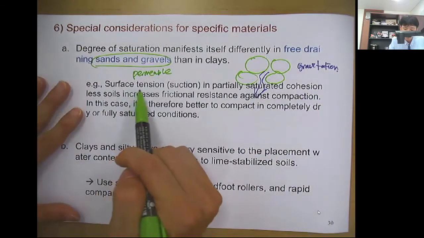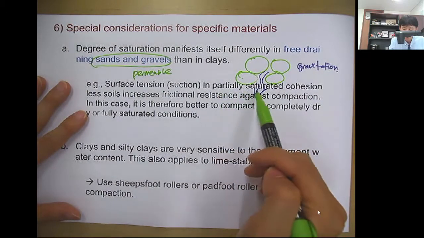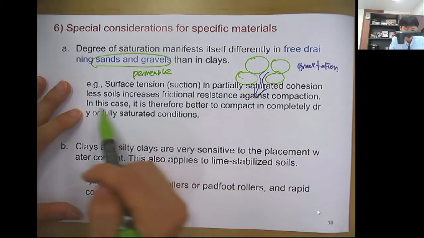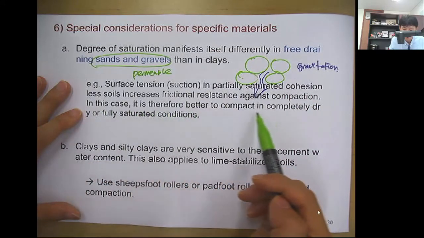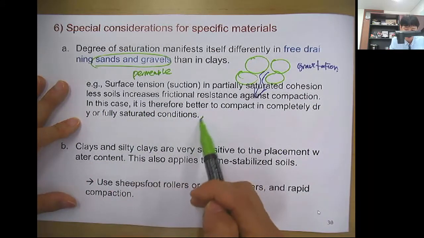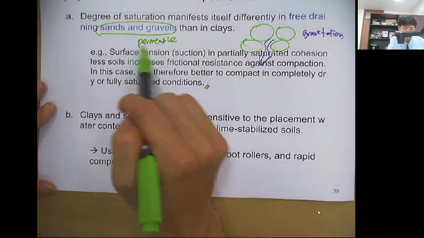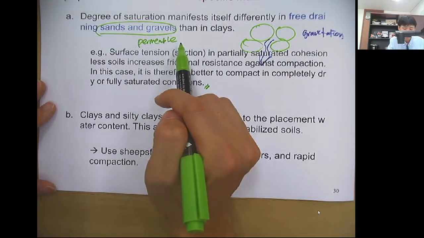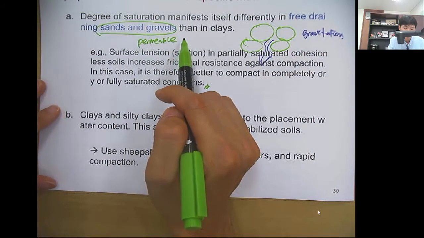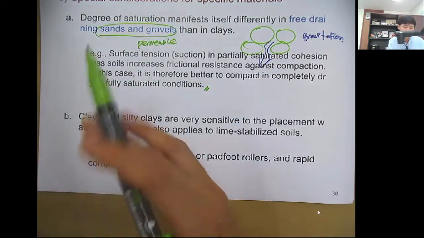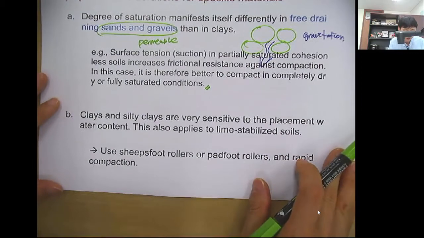So the surface tension in partially saturated cohesionless soil particles increases frictional resistance against compaction. In this case, it is therefore better to compact in completely dry or fully saturated condition. So in the case of very permeable soil with very large grains, granular soil, it will be very difficult to have homogeneous water content because of the gravity.